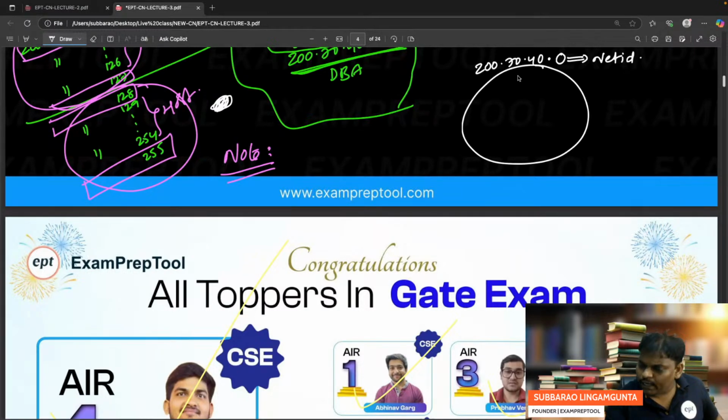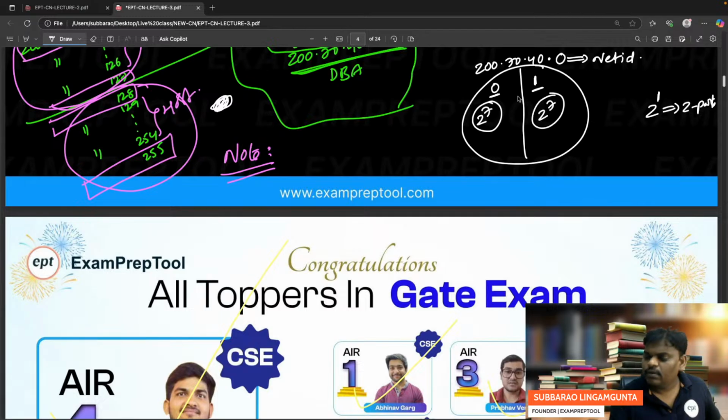Then what I did is divide these 8 bits into two parts. If you want 2 parts, that is 2 power 1, so you take 1 bit from the host area. If that 1 bit is 0, keep it here. If that 1 bit is 1, keep it here. What about the remaining bits? 7 bits, 2 power 7. So in the 4th octet, first bit 0 is this area. In the 4th octet, first bit 1 is this area. That's it.